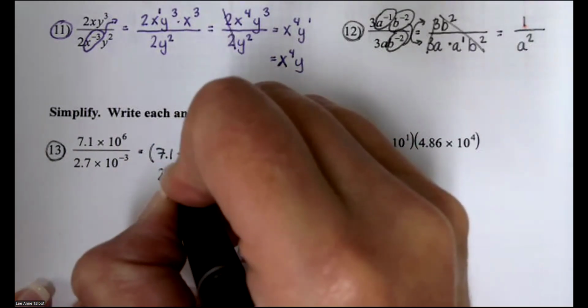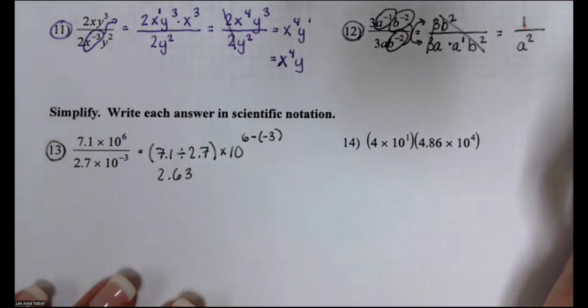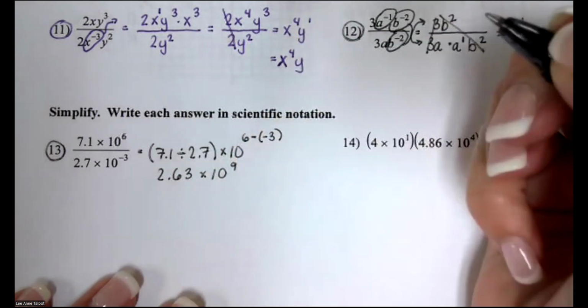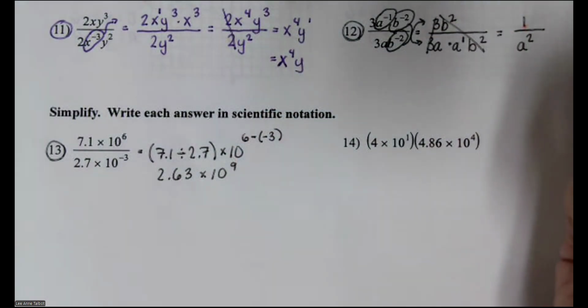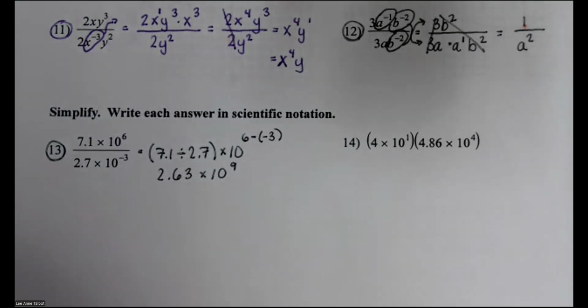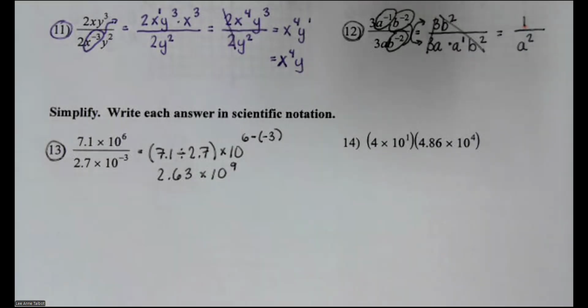2.629. So 2.63 times 10 to the 9, positive 9. 6 minus negative 3 is 9. Oh, it's already balanced. Look at that. It's like the first time that's ever actually happened. Do you guys know what I mean by that? The number in front is between 1 and 9.9 repeating, so I don't have to do anything to it. That's awesome. Okay, that's it for warm-ups.